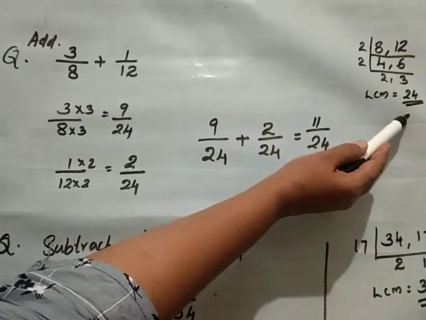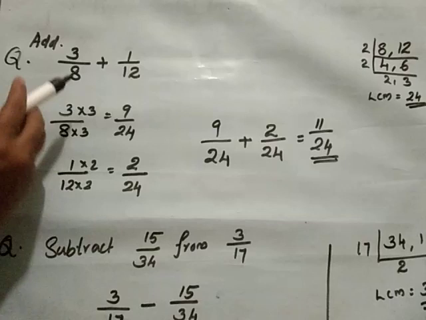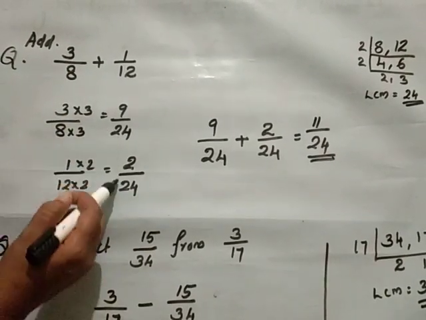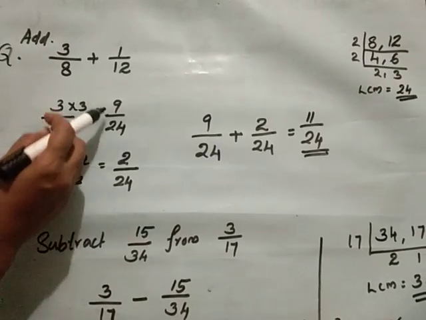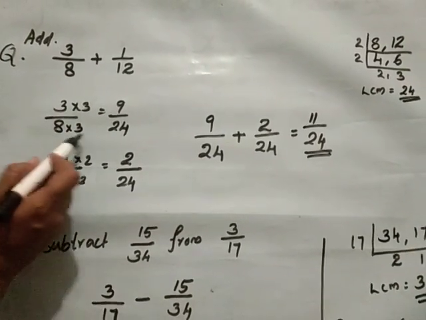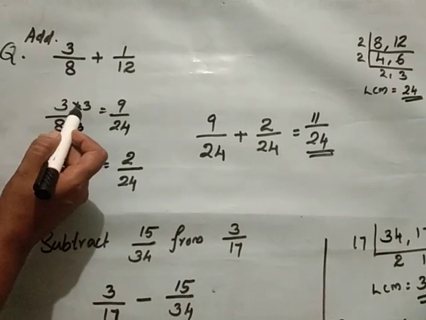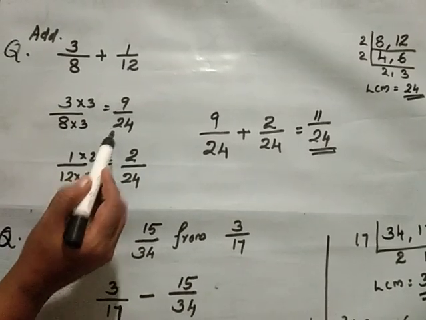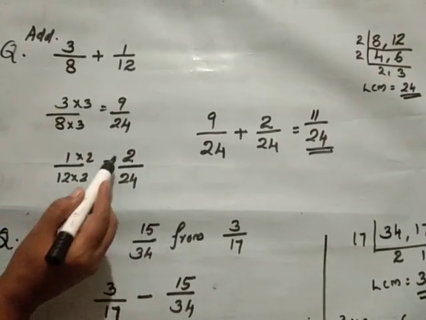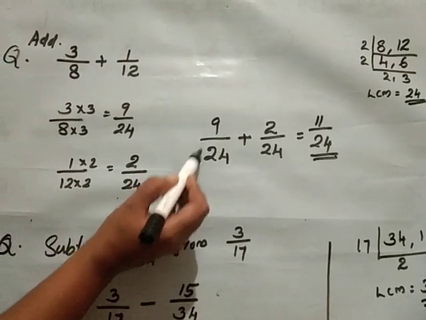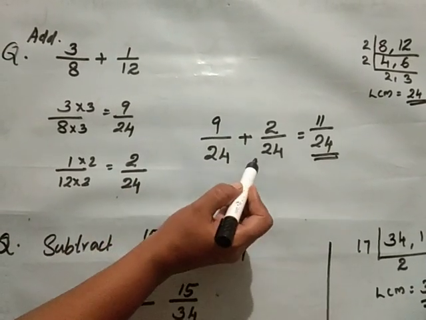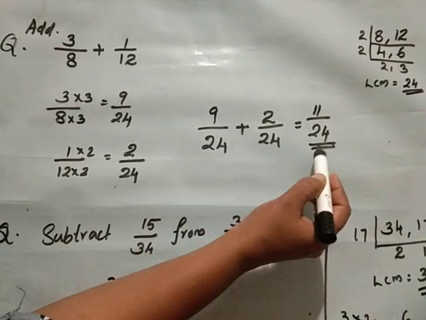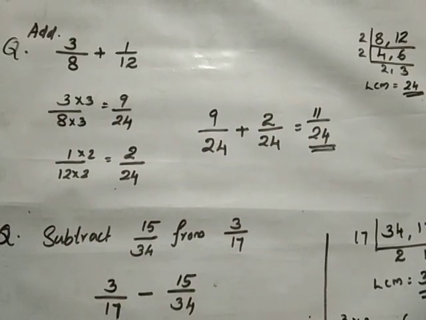LCM is 24. Then we change each rational number with the denominator as 24. That time we get two equivalent rational numbers. 3 by 8: 8 3s are 24. Multiply the same number with the numerator also. So the equivalent rational number of 3 by 8 is 9 by 24. The equivalent rational number of 1 by 12 is 2 by 24. Then adding: 9 by 24 plus 2 by 24. Add the numerators, 9 plus 2, 11 by the same denominator. 11 by 24 is the answer.